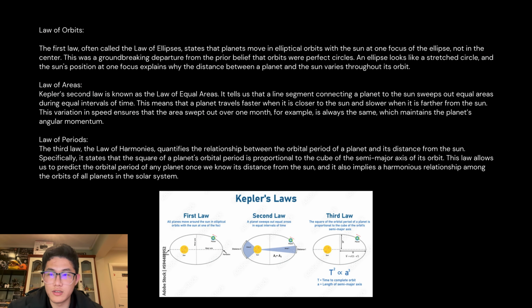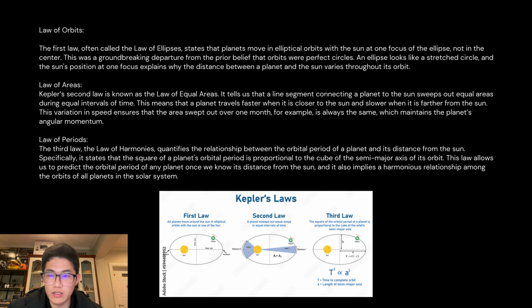The first law is the law of orbits, and we also call it the law of ellipses, and it states that the planet moves in an elliptical orbit with the Sun at one focus of the ellipse and not in the center. And the second law is the law of areas. We also call it the law of equal areas, and it tells us that the line segment connecting a planet to the Sun sweeps out equal areas during equal intervals of time.